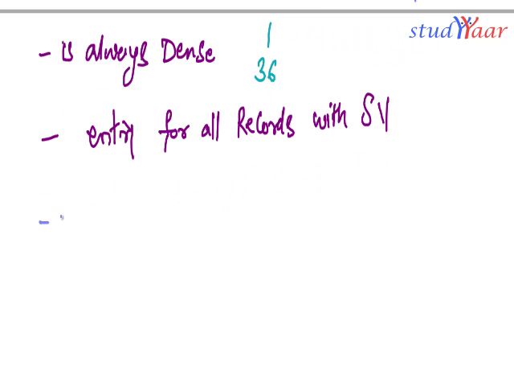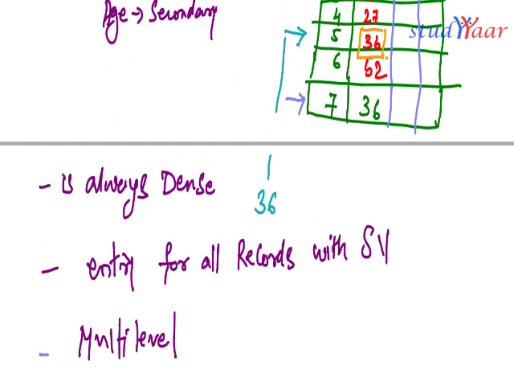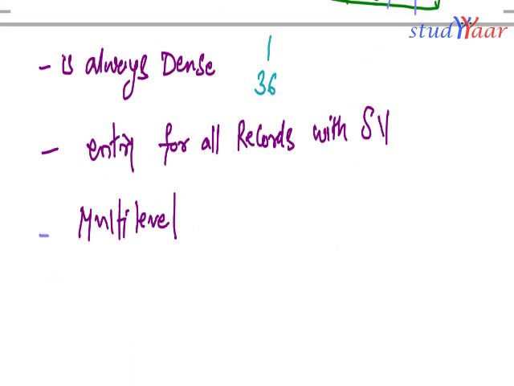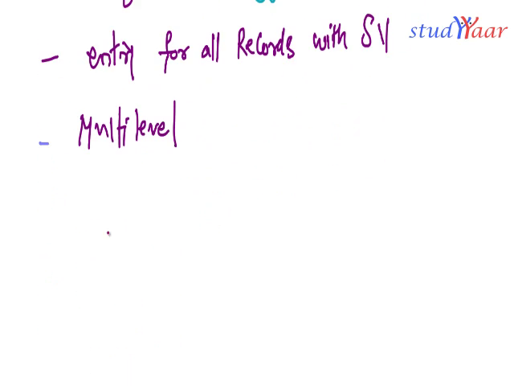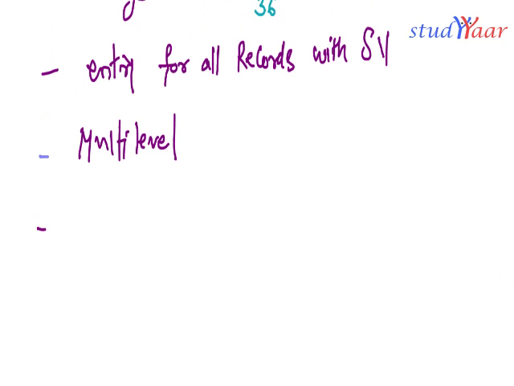Also, most of the time it is multi-level. Because it's already dense, finding a particular record would be very difficult as we have a large number of records. So we need to have multi-level so that we can quickly find a particular record.